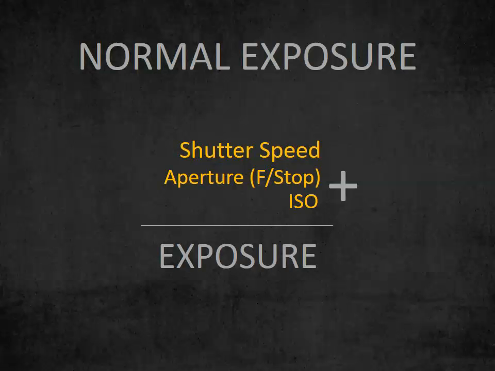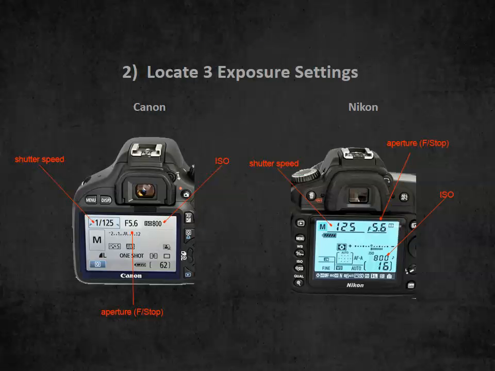And what happens is on exposure, there's three combinations that create the exposure. There's the shutter speed, there's the aperture, also known as f-stops, and there's an ISO. So the three of those together create the exposure. On the back of the LCD on your camera, or sometimes on the top of the camera, you'll see a display that will show you what your shutter speed, f-stop, and ISO is.